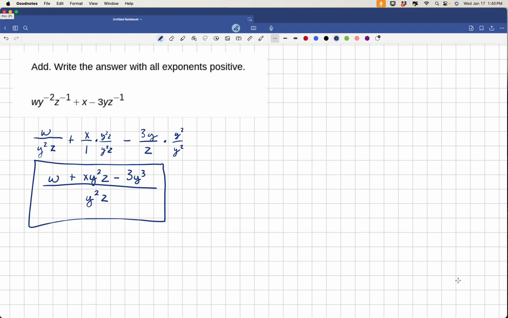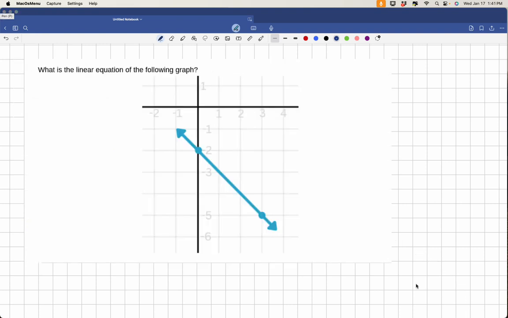All right, let's look at the, I think you have one more. Yes, here's your last one, I believe. It says, what is the linear equation of the following graph? So the linear equation is going to follow the format y is equal to mx plus b. Now, m is the slope, that means the angle, and b is the y-axis intercept point.